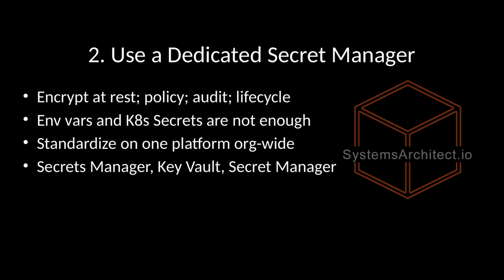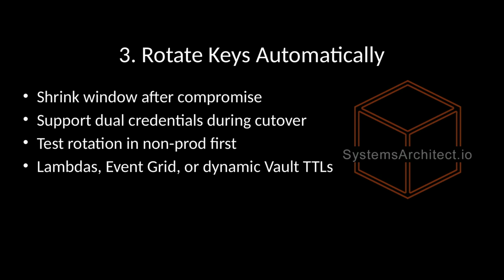Third, rotate keys automatically. Why rotate keys automatically? Manual rotation is forgotten until an audit. Automatic rotation shrinks the window after a leak. IBM Cost of a Data Breach work has cited roughly 292 days to identify credential compromise. If a password never rotated, that is months of open access.